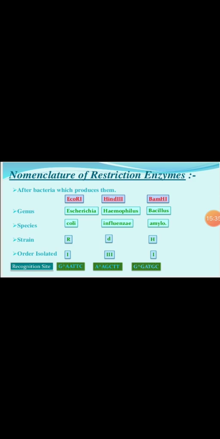Next is Hind3. Hind3 means H, capital H, comes from the genus Haemophilus. IN comes from the species influenzae, first two letters. D is a strain, and 3 is the isolate. So this is Hind3. Then BamH1: B from Bacillus, AM from amyloliquefaciens, H is the strain, and 1 means it is first isolated, and it cuts in between the G. These are some recognition sites of these restriction enzymes.